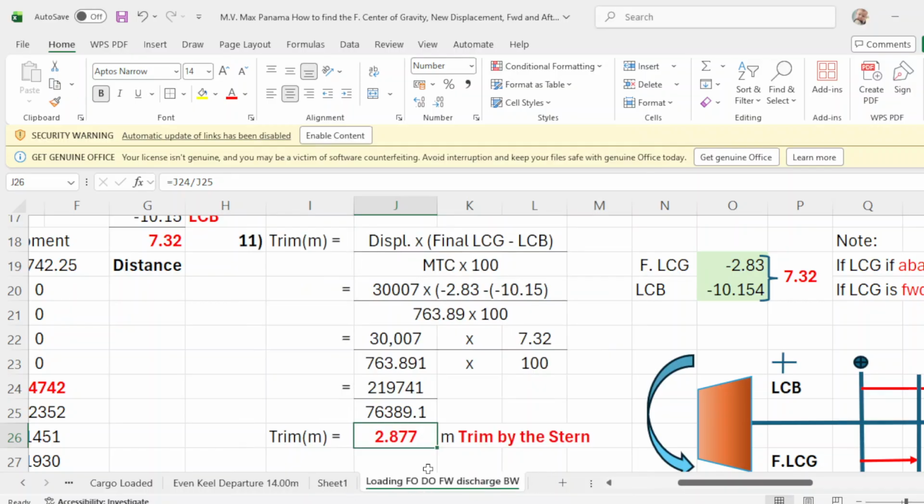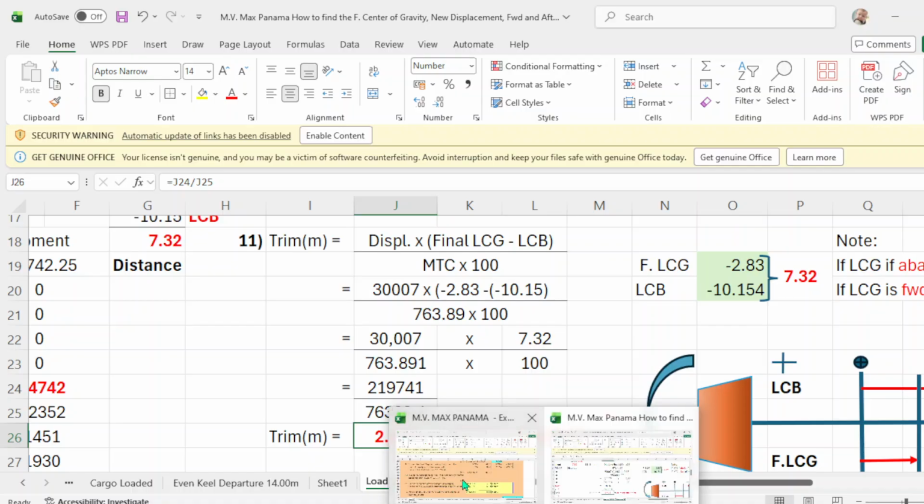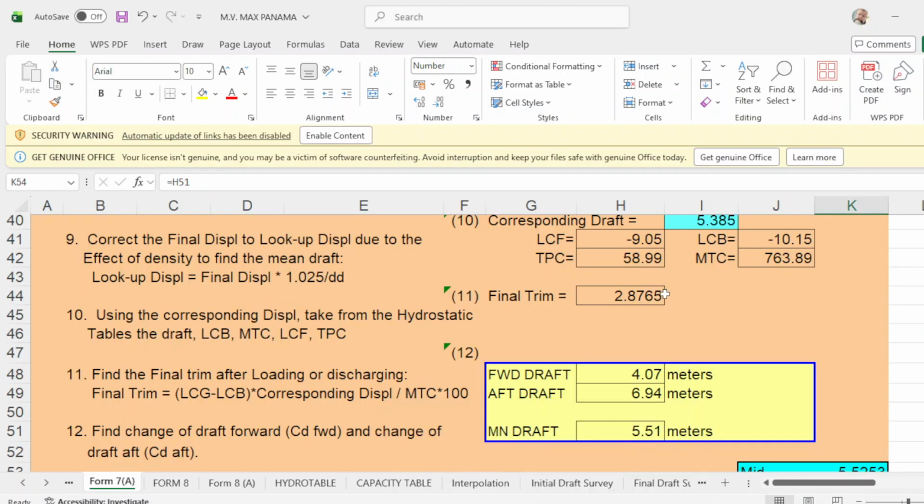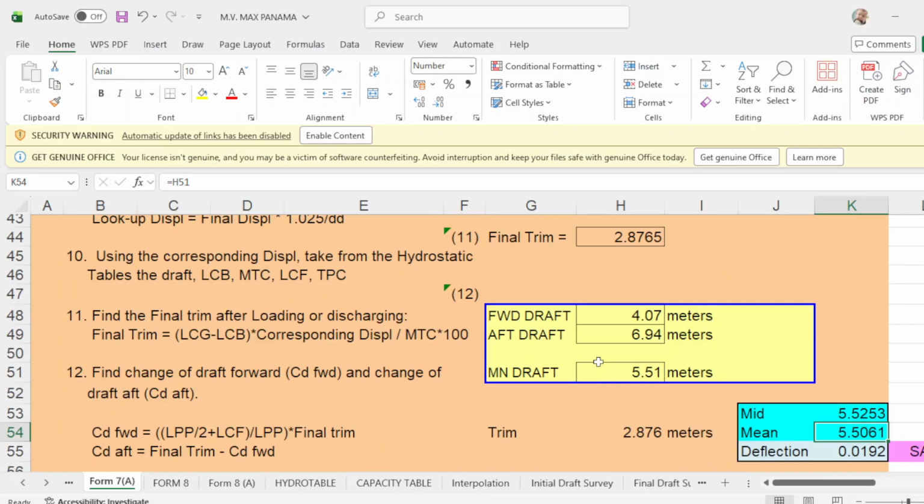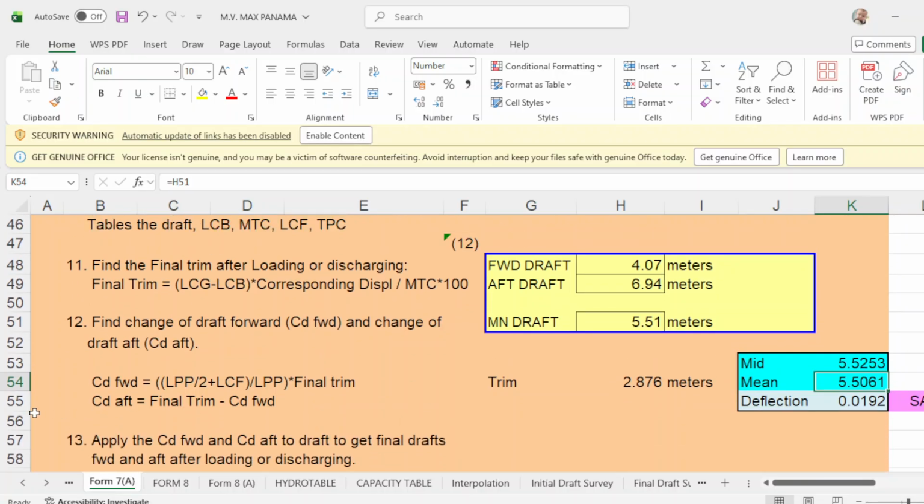So 2.877, and the program rounds this up to 2.88. Okay, and the final drop forward will be 7.07, up drop will be 6.94, min drop is 5.51. But in number 12, you have to apply for the change of drop forward and change of drop up.